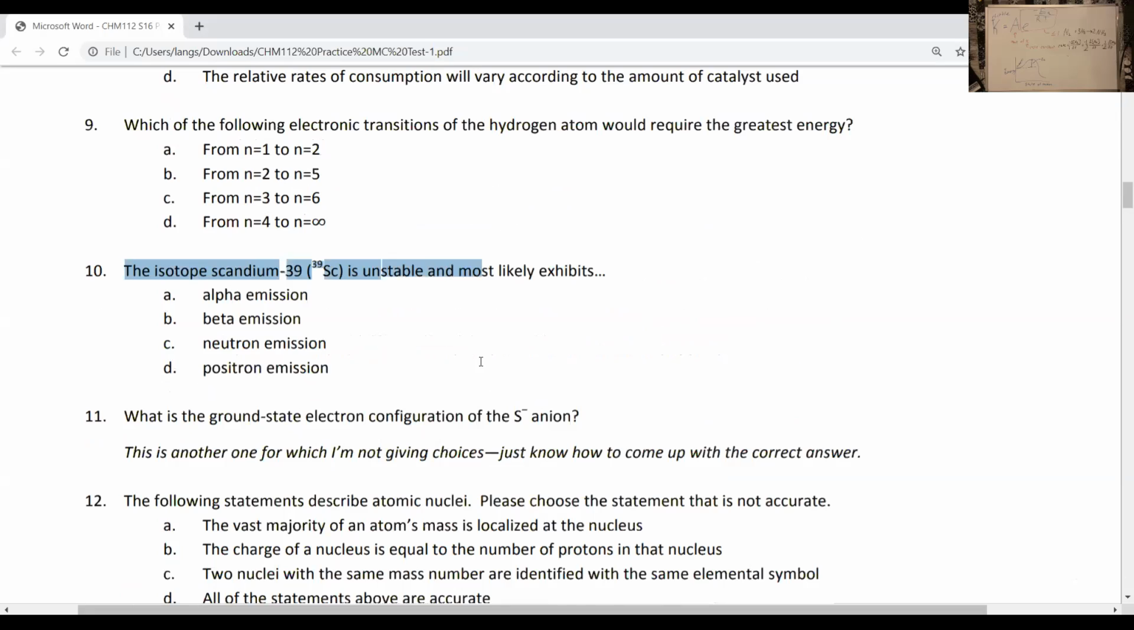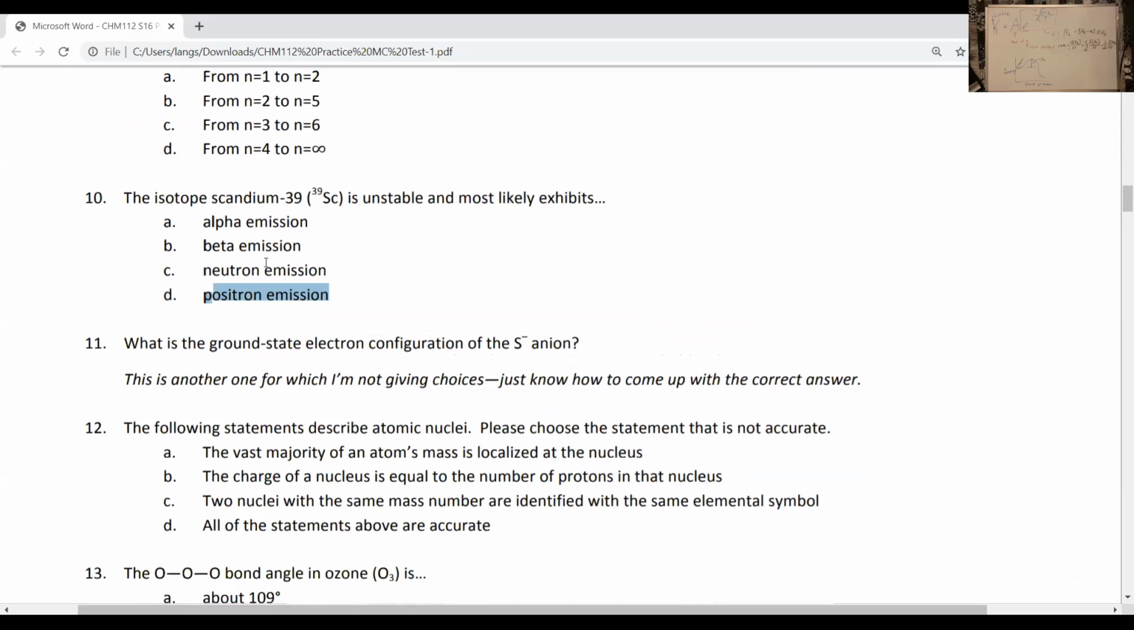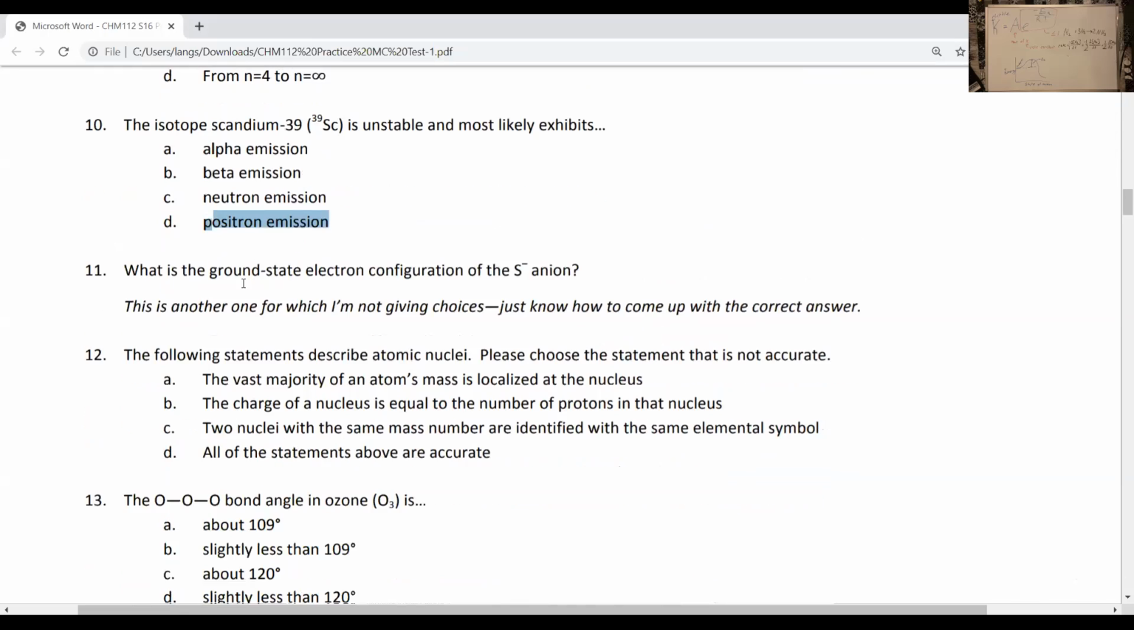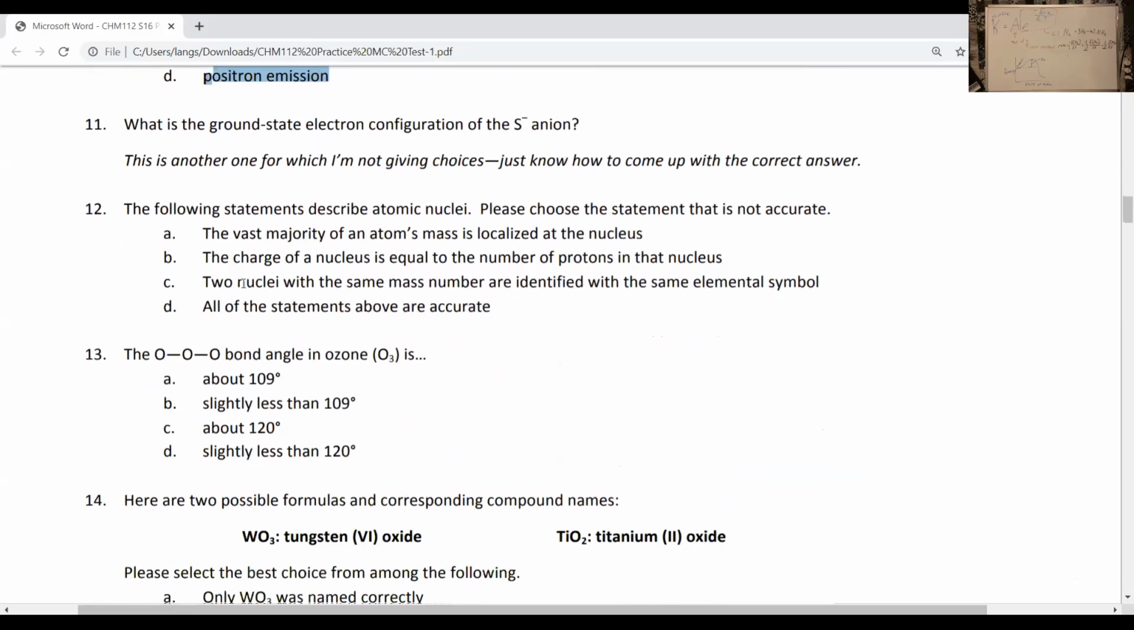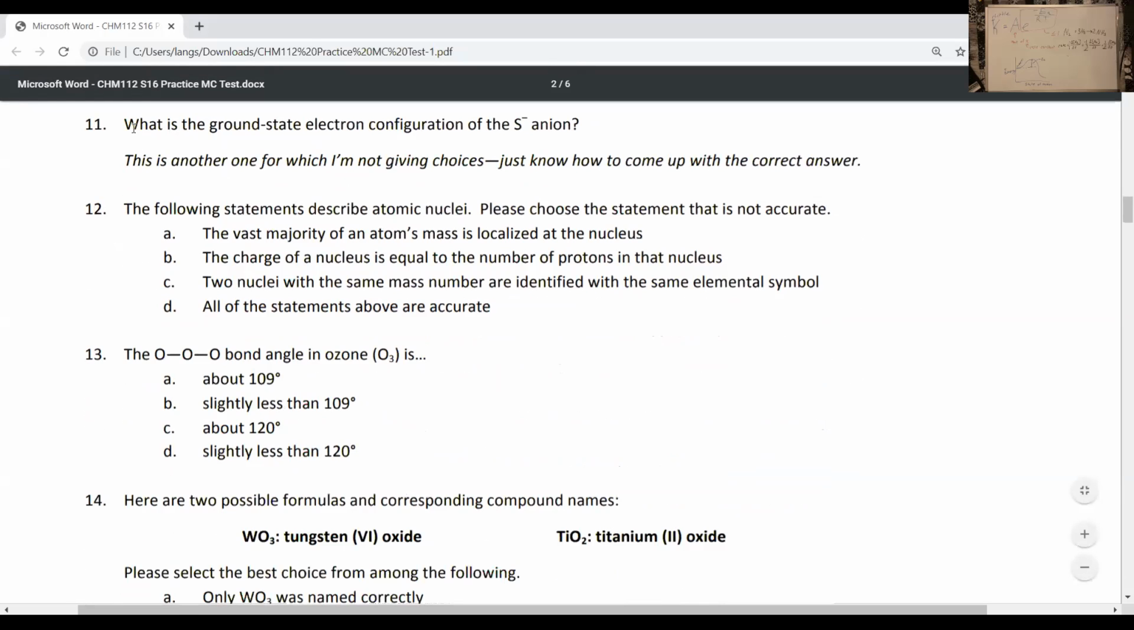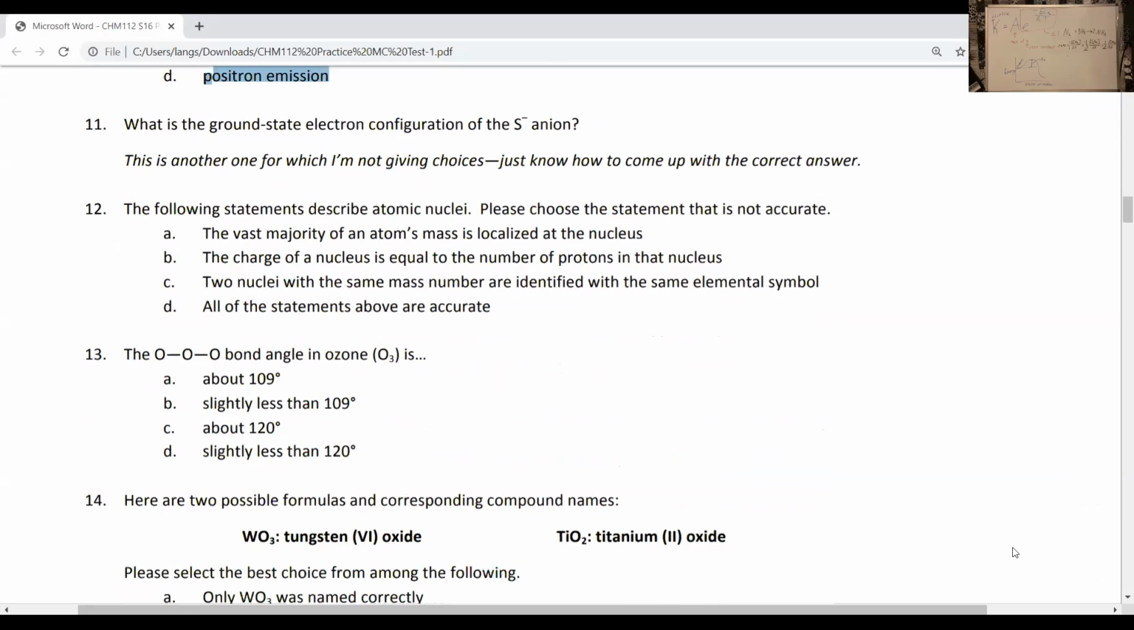This one also, no clue. Don't know what positron emission is. That's the answer. Not gonna talk about it because I have no idea, and don't want to waste your time. We can do some electron configuration though. That'd be nice. That's a good review.